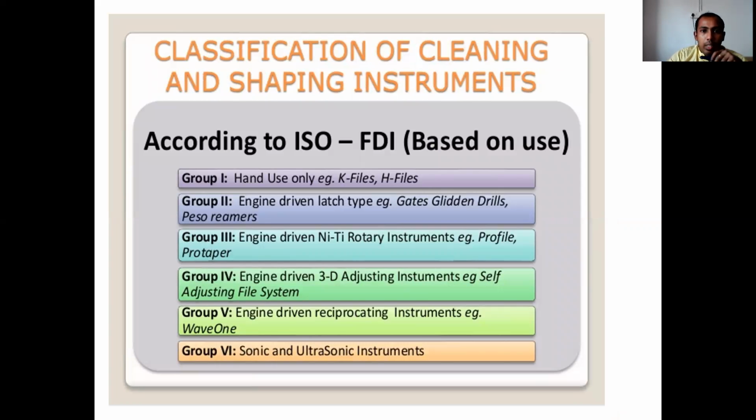The cleaning and shaping instruments are again classified, based on the FDA, into group 1 to group 6. Group 1 is mainly hand-use instruments, which are basically K-files as well as H-files. Group 2 is engine-driven latch-type instruments, that is Gates-Glidden drills as well as Peeso reamers. Group 3 is mainly engine-driven nickel-titanium rotary instruments, that is ProFile, ProTaper, and other companies are available. Group 4 is the engine-driven 3D adjusting instruments, that is mainly the self-adjusting file system. Group 5 is engine-driven reciprocating instruments, where the instrument is rotating in a to-and-fro motion. Followed by the last group, group 6, that is sonic and ultrasonic instruments.